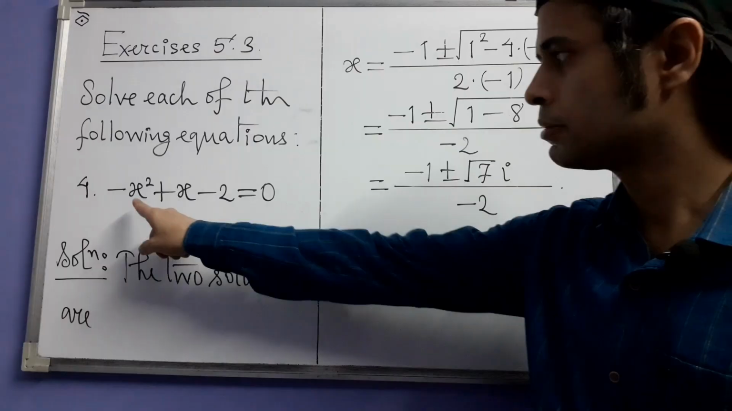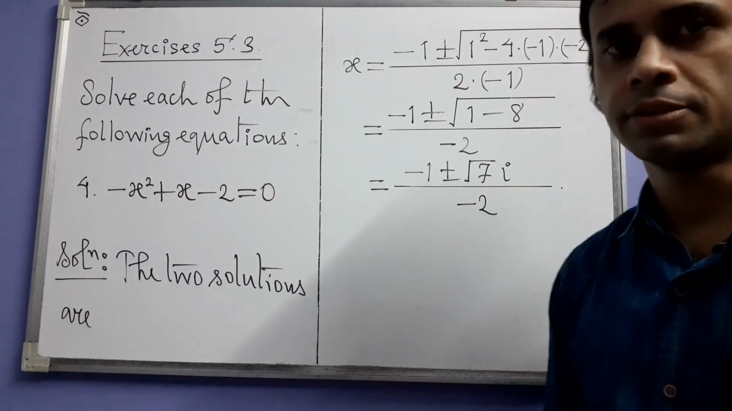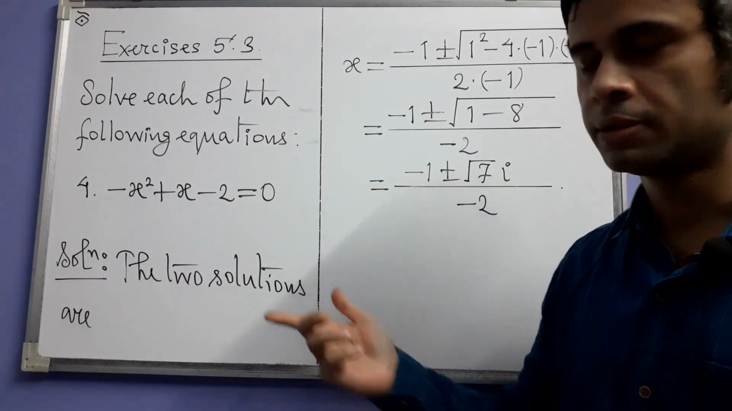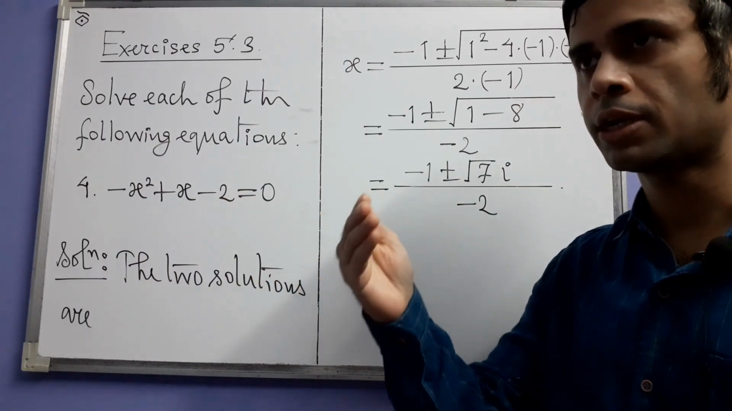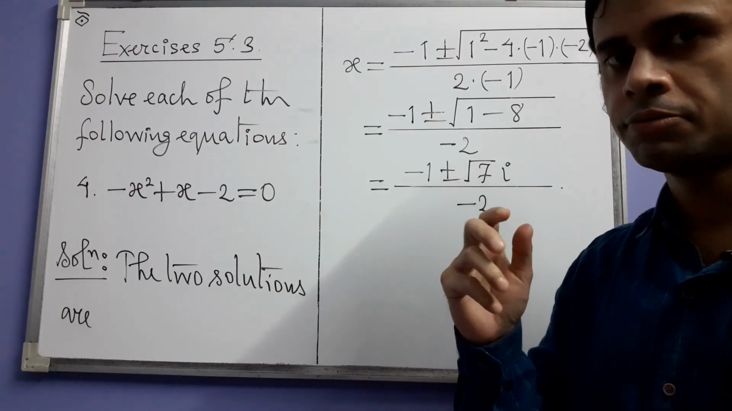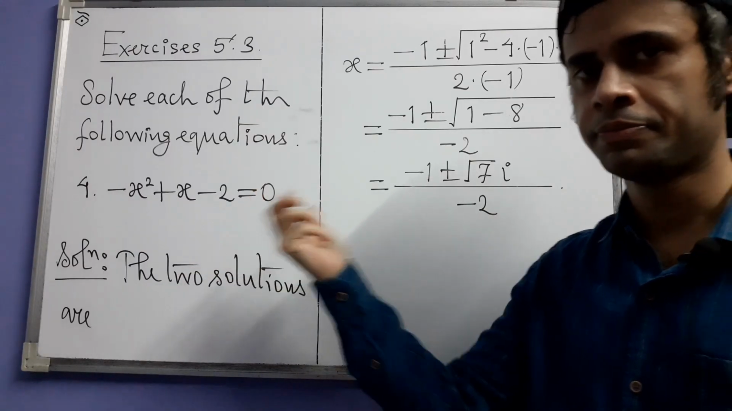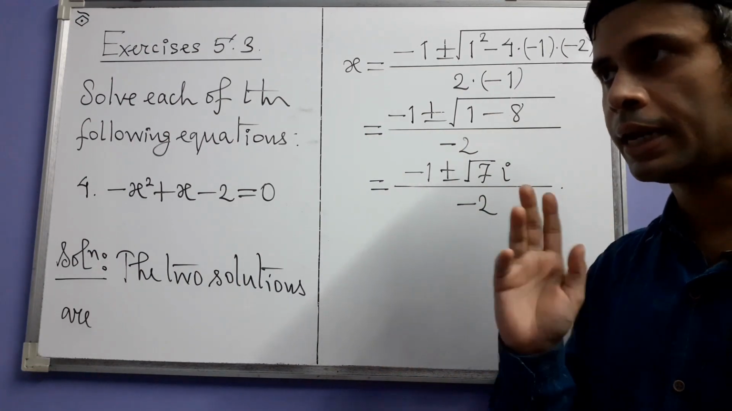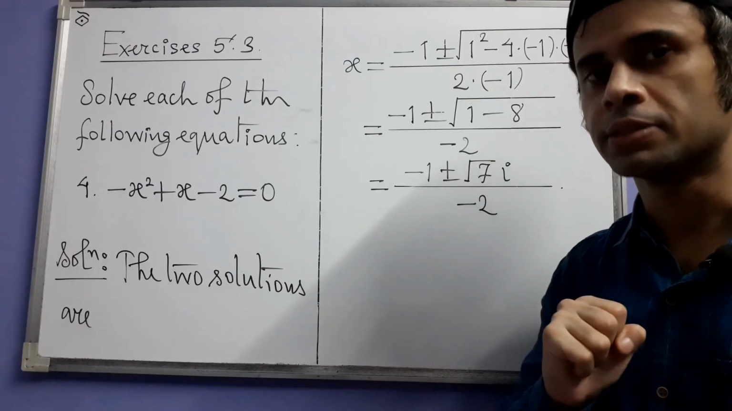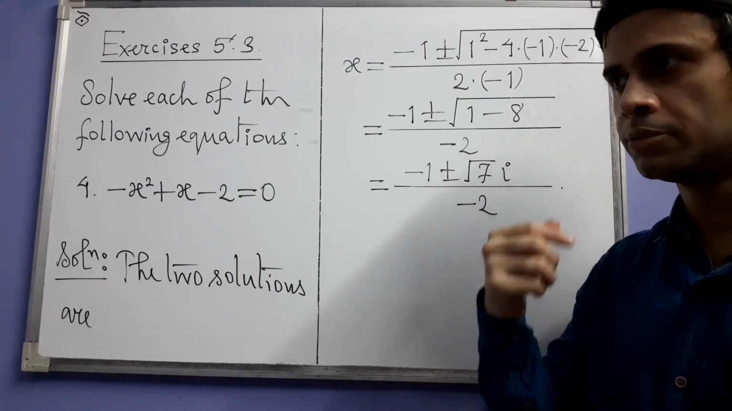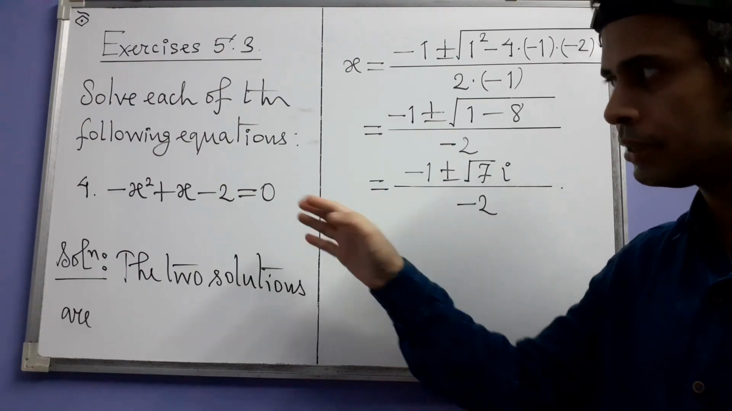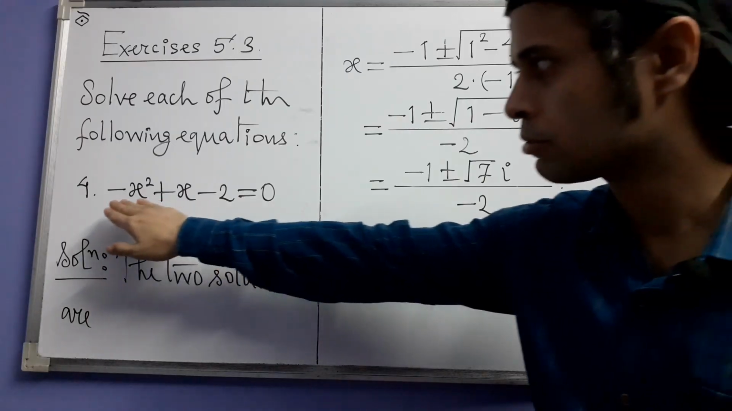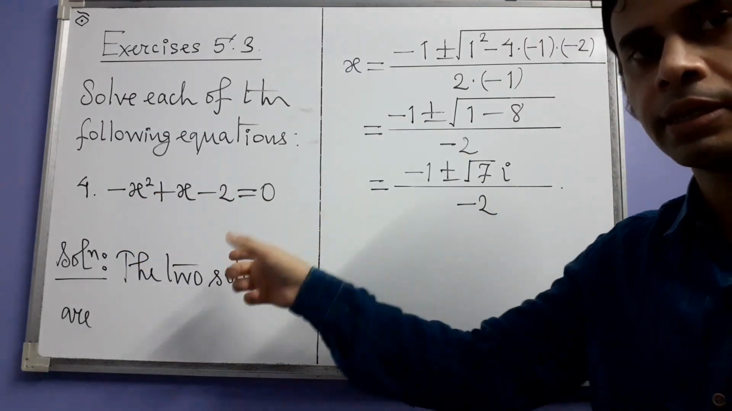The fourth one is minus x square plus x minus 2 equal to 0. There will be a temptation to multiply both sides by minus 1, thereby changing the equation to x square minus x plus 2 equal to 0, which will be equivalent to this one. However, I don't think that will give you any significant advantage unless you make mistakes with minuses. When there are many minuses, if you can't handle that, then you can do that. Otherwise, we just straight away use the coefficients as they are appearing in the equation.